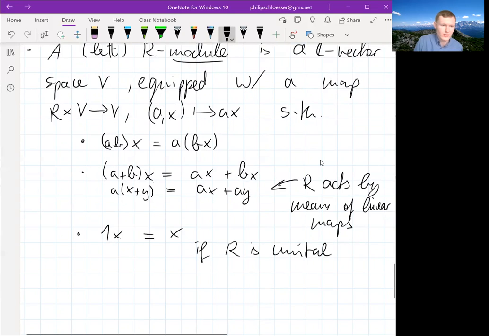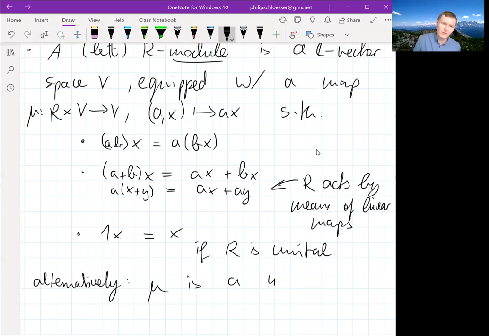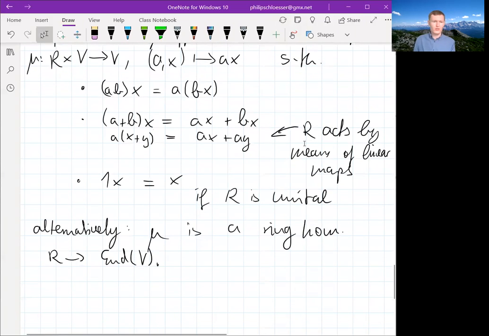Okay, alternatively, we could just say that this map, which we could call mu, is a ring homomorphism from R to the endomorphism ring on V. Yeah, that should encode all of the axioms.